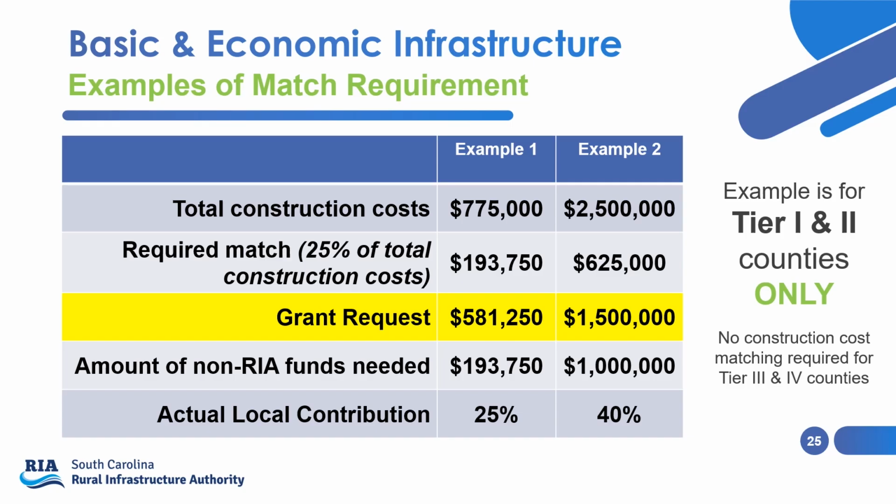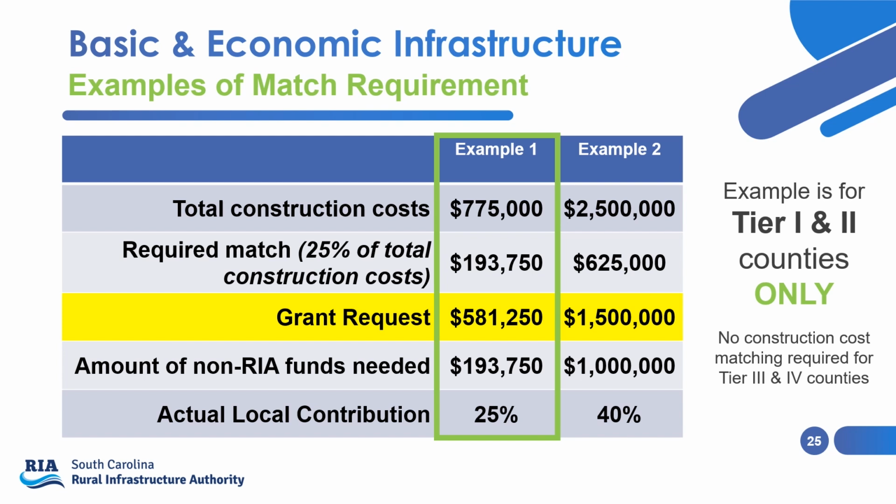So to help you all understand the match requirement, I have two examples to share. As I stated earlier, for projects located in Tier 1 and 2 counties, the application must reflect a 25% match of the project's total construction costs. This is consistent with what we have seen in previous state funding rounds. In the first example, the total construction costs are $775,000. The applicant has a 25% match requirement, which in this case is $193,750. The difference between the two is what you can ask for in grant funds and meet the match requirement.